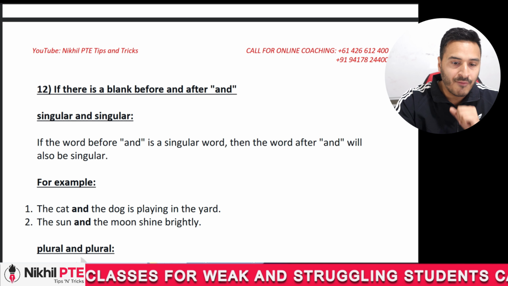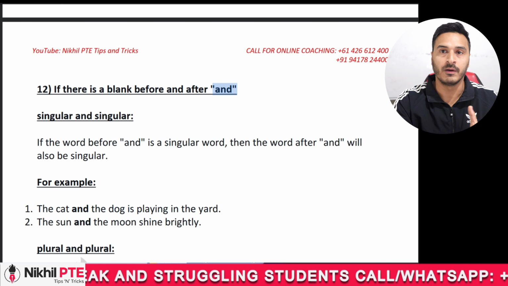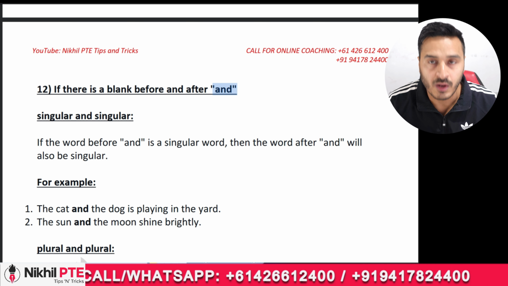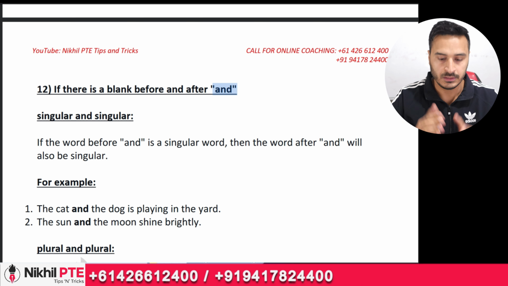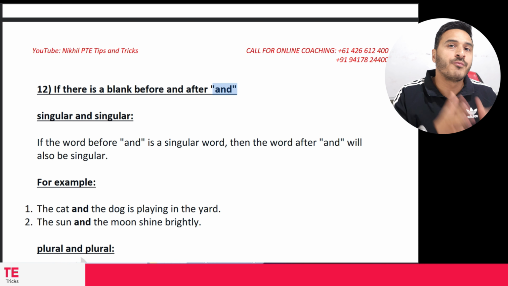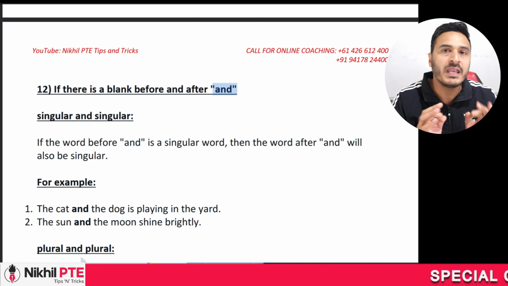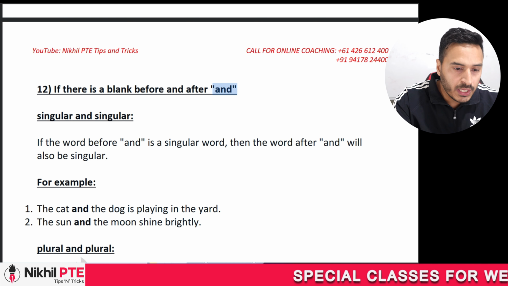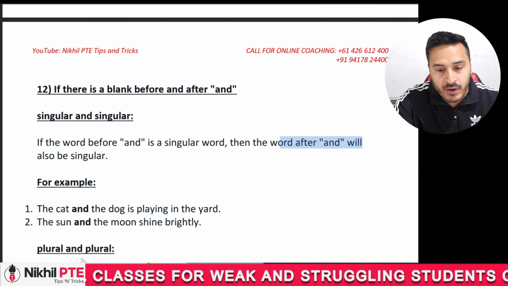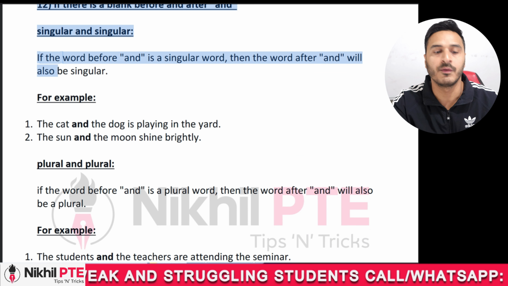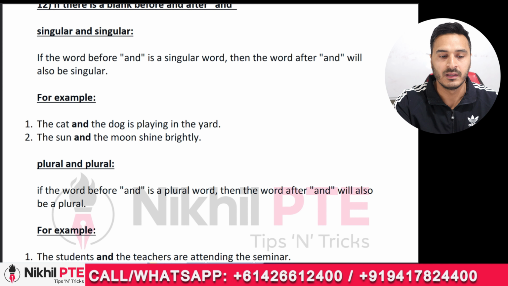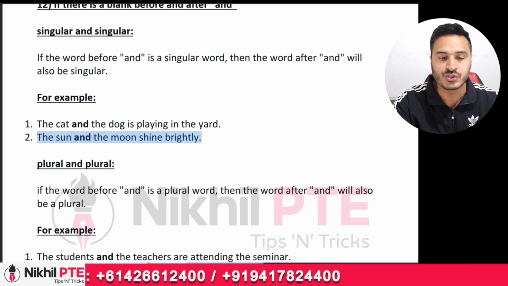Rule 12: what comes after "and". Sometimes when you are solving fill in the blanks, you will get the option after the blank, sometimes before the blank. This is very, very easy. If the word before "and" is singular, then the word after "and" will also be singular. For example, the cat and the dog is playing. The sun and the moon shine brightly.